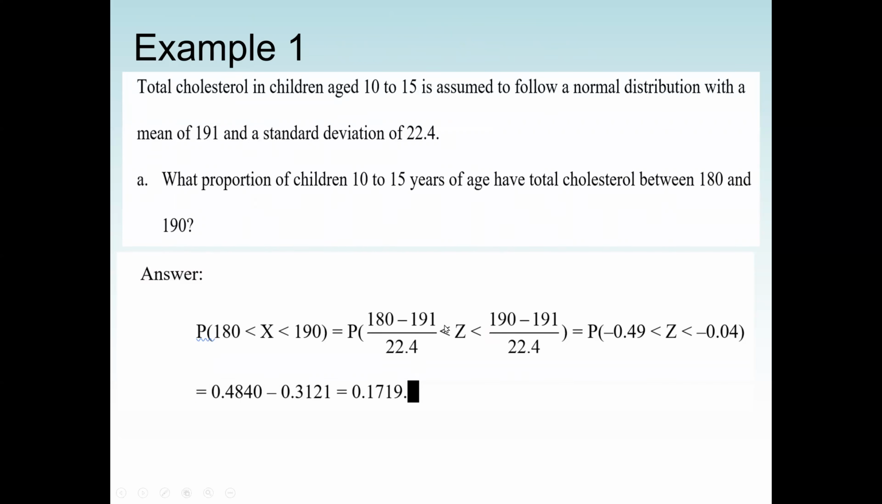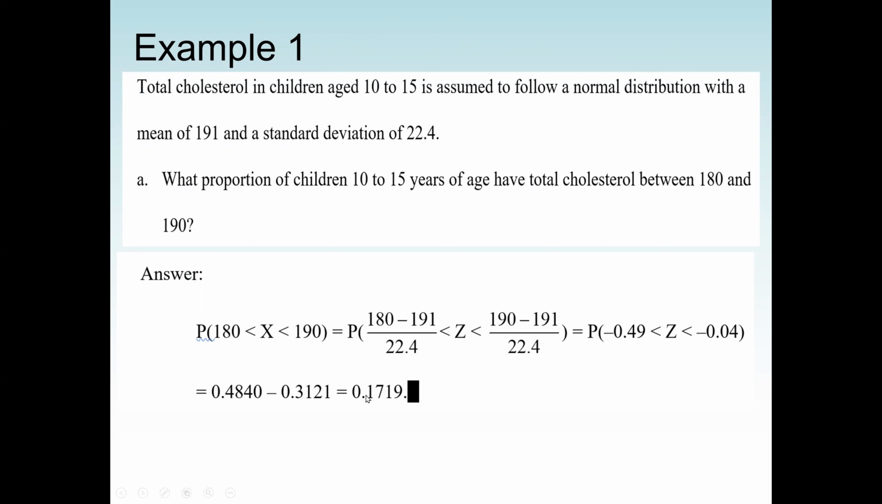Now we are looking for the corresponding values that fall between this range, 180 and 190. So we look for 180 for the Z, 190 for the Z. Then with the answer we get, we look for the P. So negative 0.49 will give me a P value of 0.3121, and negative 0.04 will give me 0.4840. We find the difference of the two, and that will give us our solution.